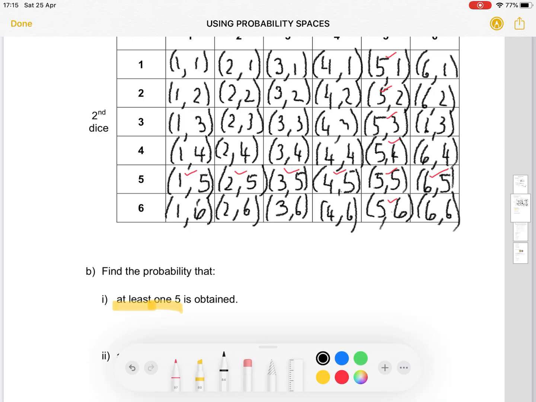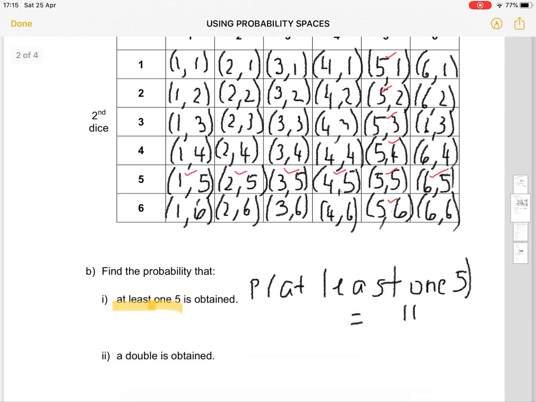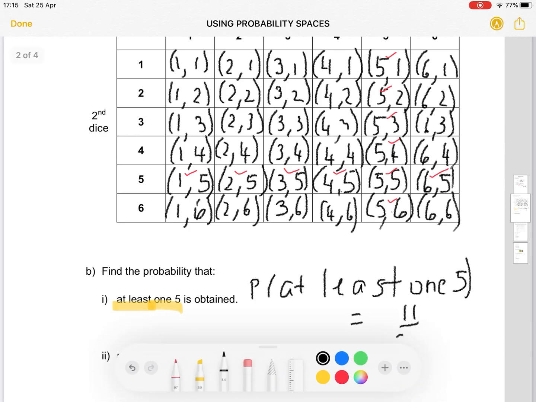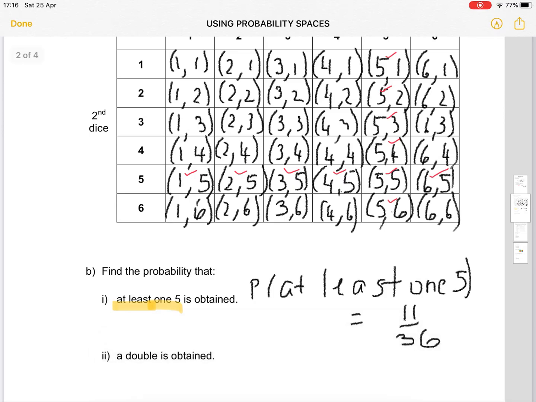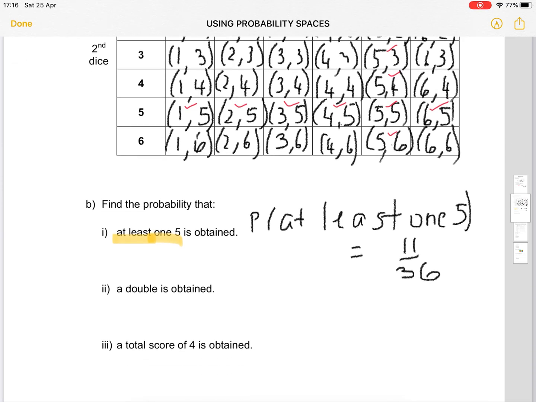So the probability that I obtain at least 1 5 is equal to 11 all over 36. It cannot be simplified further, so we stop there.